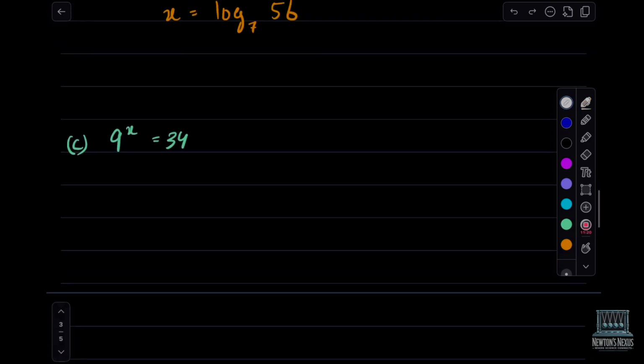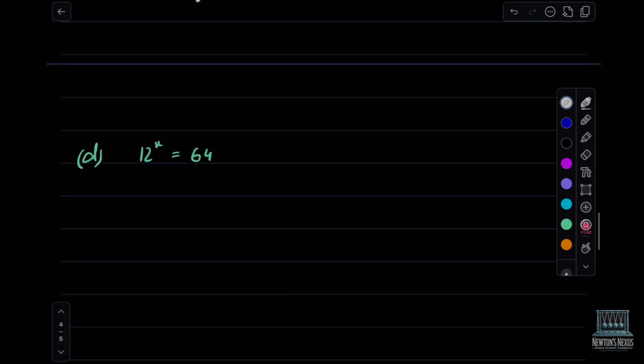So let's go a little further. 9^x is equal to 34. X replaces 9. 9 becomes the base of the log on the right hand side. So it becomes log with the base 9, argument 34, is equal to x.